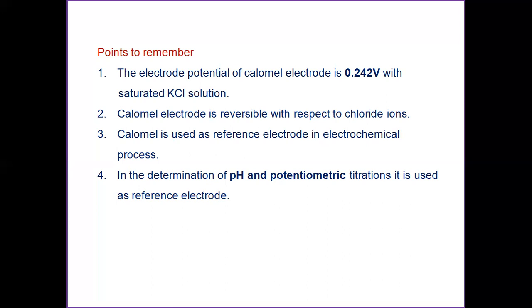The third point is that Calomel is used as a reference electrode in many electrochemical processes. In specific, Calomel is used in the determination of pH of any solution and in potentiometric titration where redox titrations are involved. In that case also Calomel will be useful. So this is very important.